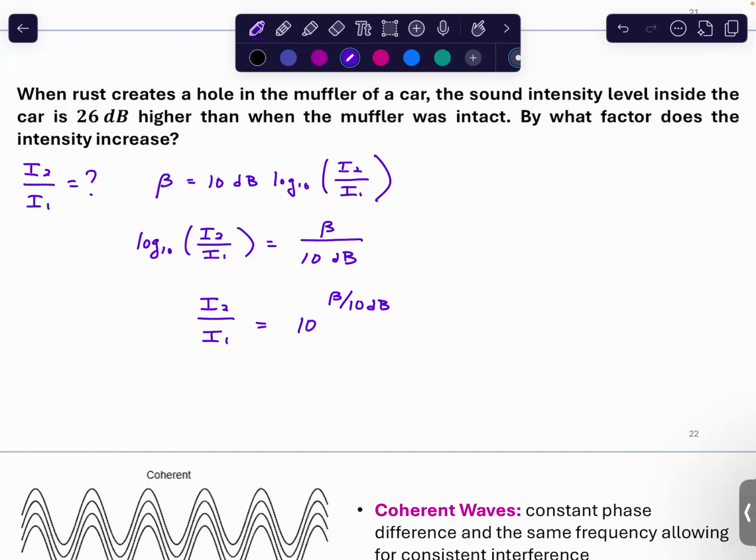You're going to take its base and then take whatever is on the other side of the equal sign and raise that up to the exponent of the base of the logarithm. That's why natural log is log base e. So remember your natural log. Same idea. Now you're going to put in your numbers, 10 to the 26 divided by 10. You're going to get a ratio of 398. So that means that when there's a hole in the muffler, the sound inside the car is 398 times greater than it was with the muffler intact.